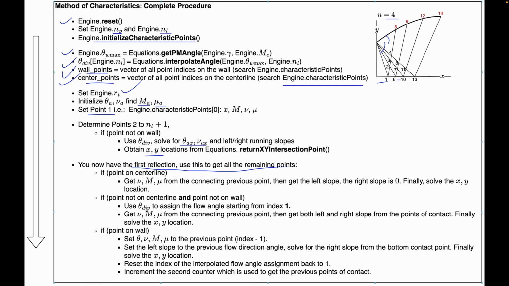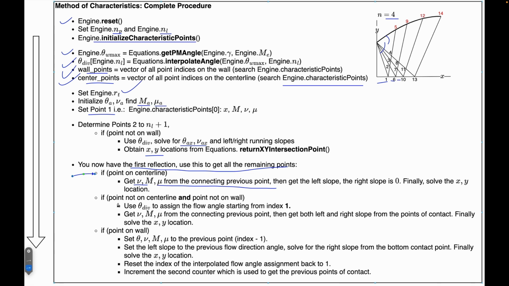So I get my Prandtl-Meyer angle, Mach number, Mach angle from the connecting previous point, which is here, this one here. For point 6, I'm using point 2. I get my left slope. The right slope is 0 because I'm at point 1. It's going straight. Remember, if it is on the center line, the right slope is 0 because you're going straight, and then you get the xy location.